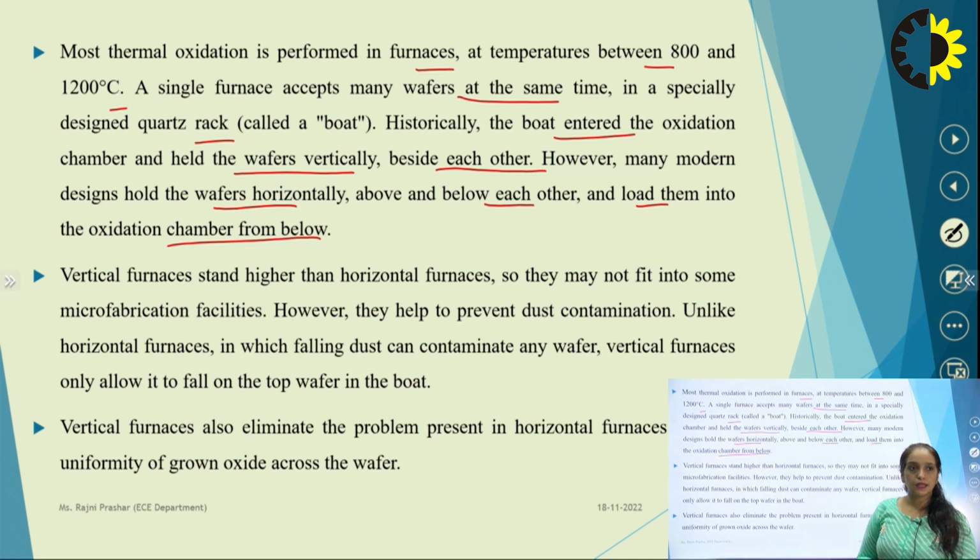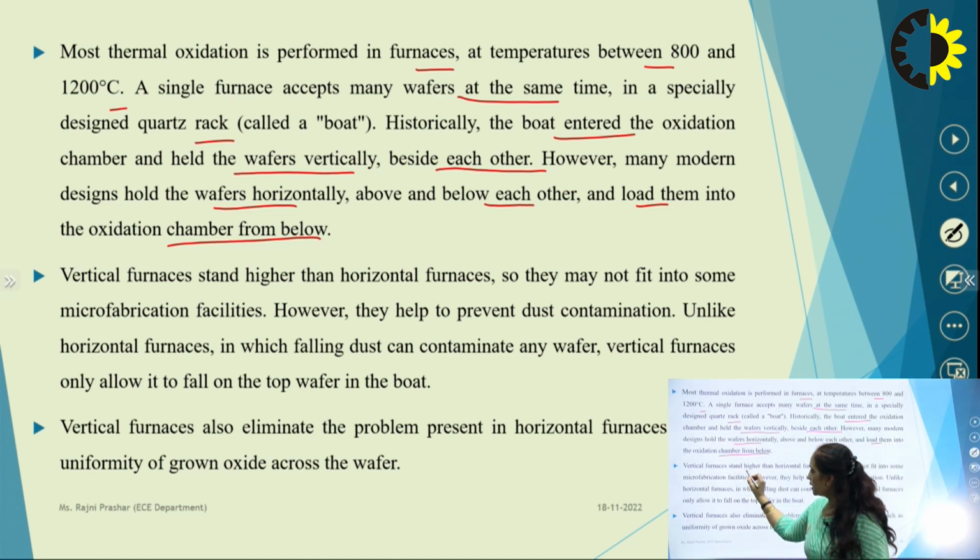So now what basically is the difference between the vertical chamber and the horizontal chamber? When we place the wafers vertically in a horizontal chamber, the contamination will be passed to each wafer. But in case of a vertical furnace, when your wafers are placed like this, the contamination will fall only on the top of the wafer. The rest of the wafers will be contamination free or will have very little contamination.